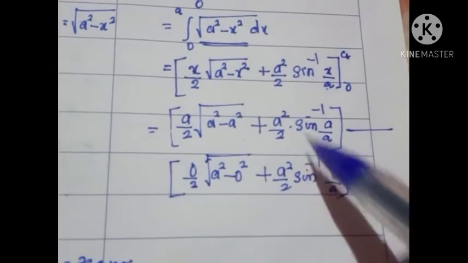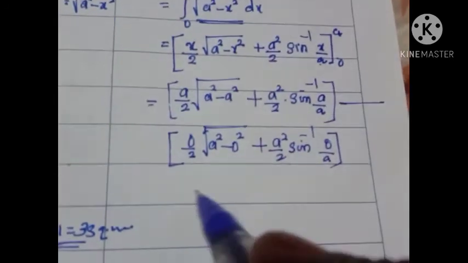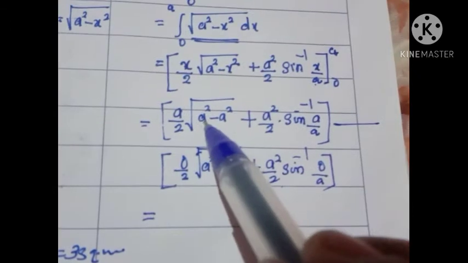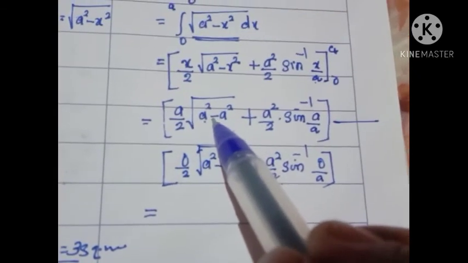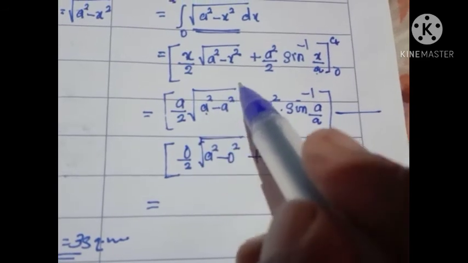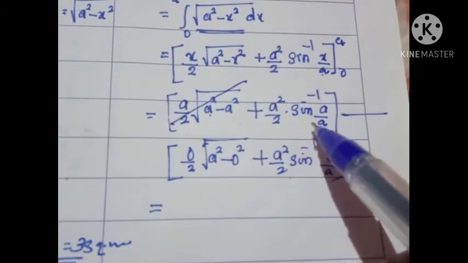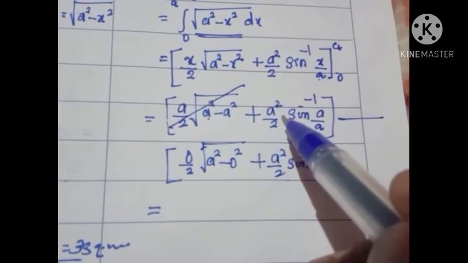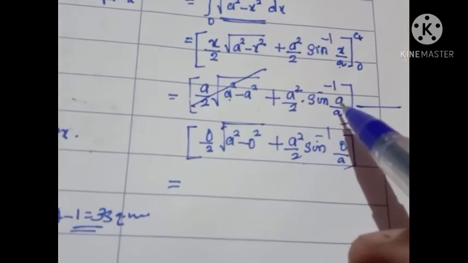So upper limit minus lower limit. Now listen, a square minus a square is 0. So 0 into a by 2, this term becomes 0. Now a square by 2 into sine inverse a by a.